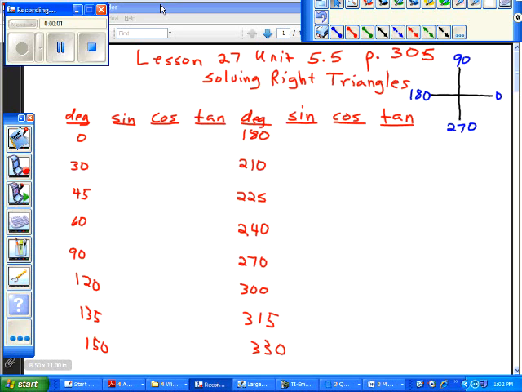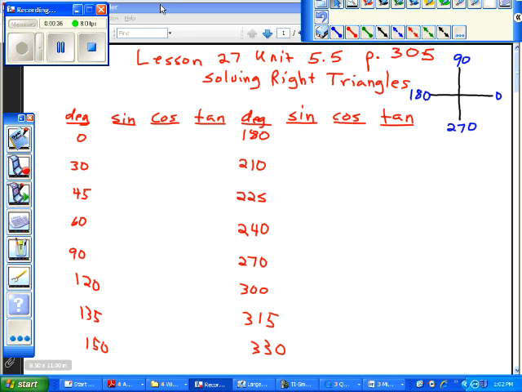Okay, we're on lesson 27, unit 5 of the pre-calculus book on page 305, solving right triangles. There's a chart on page 305, and we're going to fill this chart in from memory and using what's positive or negative in what quadrant and using reference angles. For those struggling with what's positive where, this is a good review. And for those struggling with reference angles, or who haven't done the initial memory work, this is a good review.